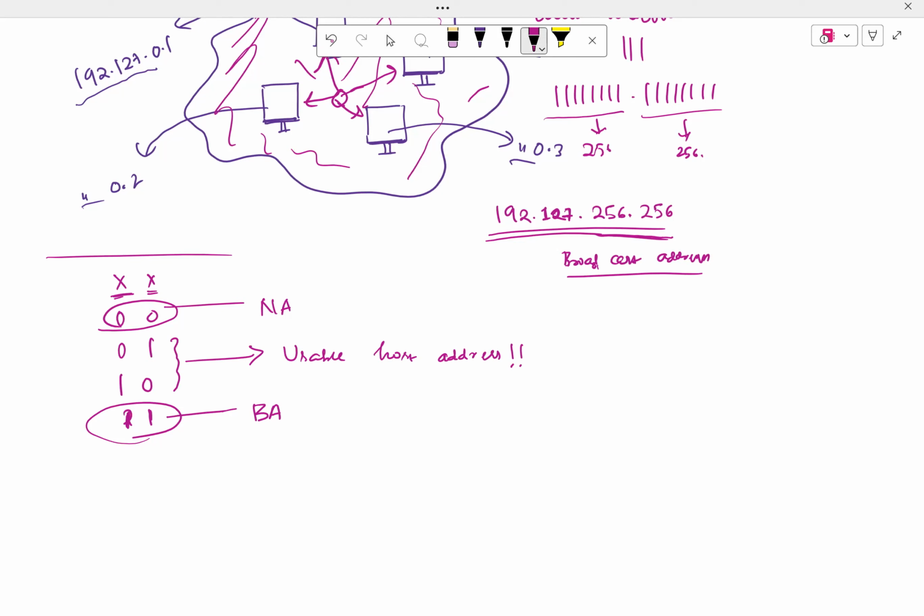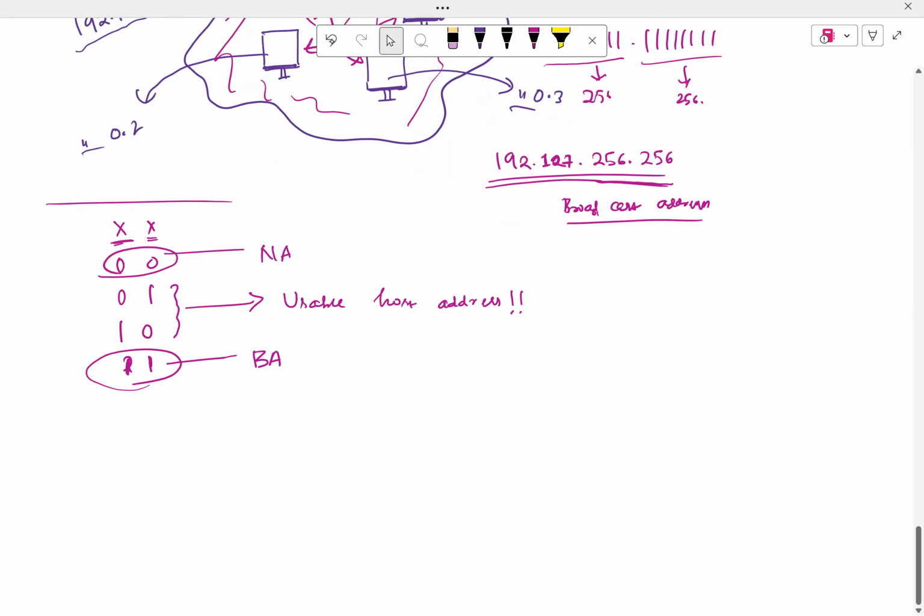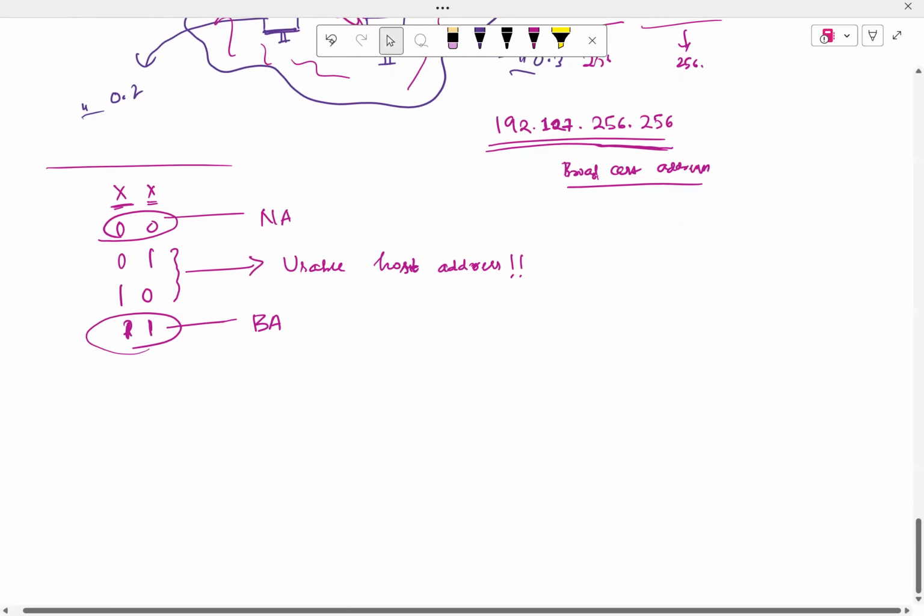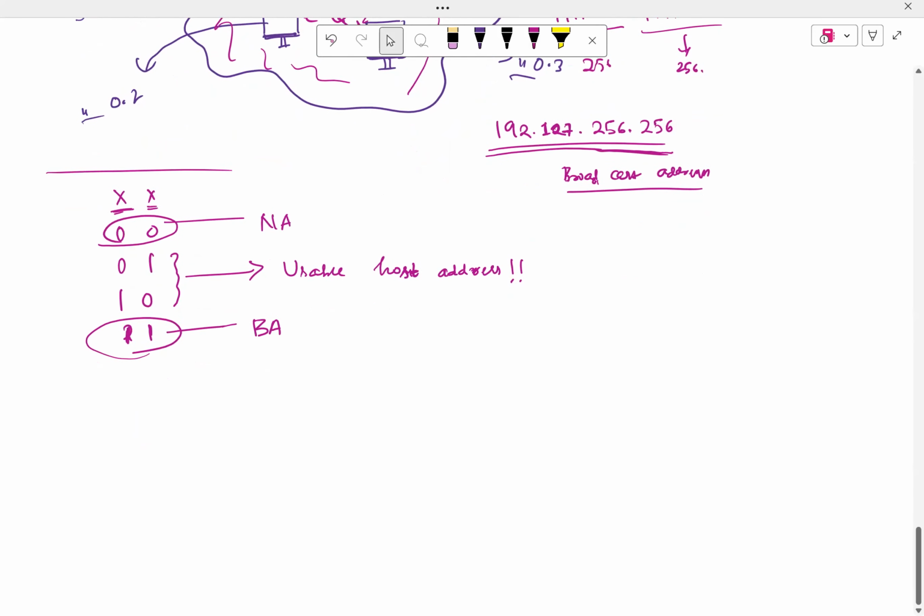Okay, so this is our usable host address. Earlier we counted the number of possibilities, which was 4. Now it is 2. The formula for this will be 2 to the power n minus 2, right? So it is 2 to the power 2 minus 2, which equals 2.